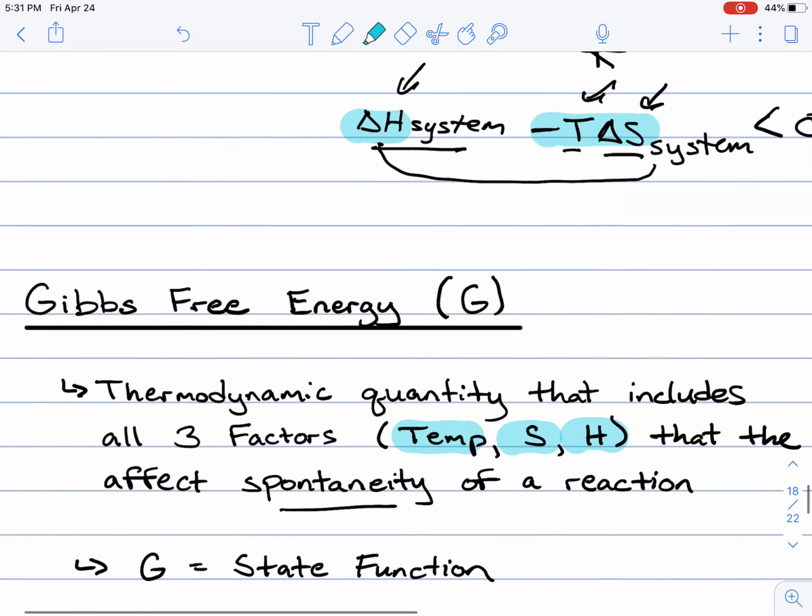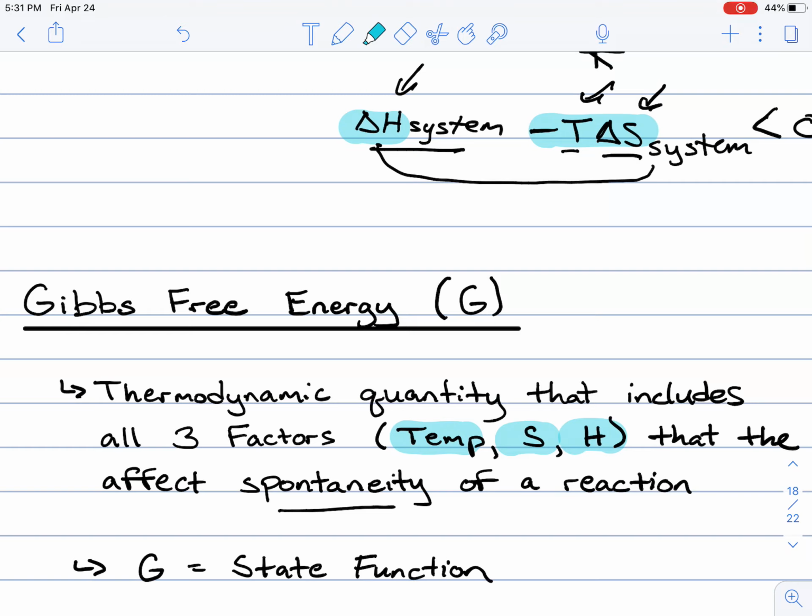And so because enthalpy, entropy, and temperature are state functions, Gibbs free energy is also a state function. And so what that means is we can treat it as a descriptor that will describe the thermodynamic process as we go from one initial equilibrium state to another equilibrium state, which we assume to be the final equilibrium state.